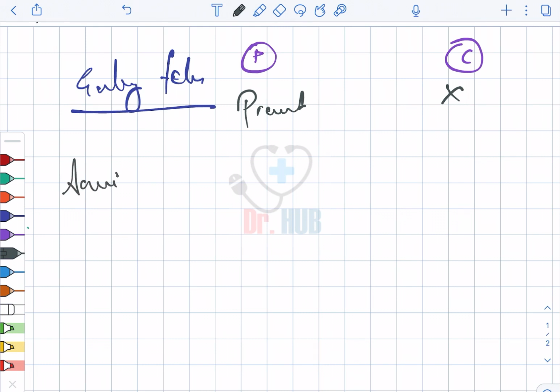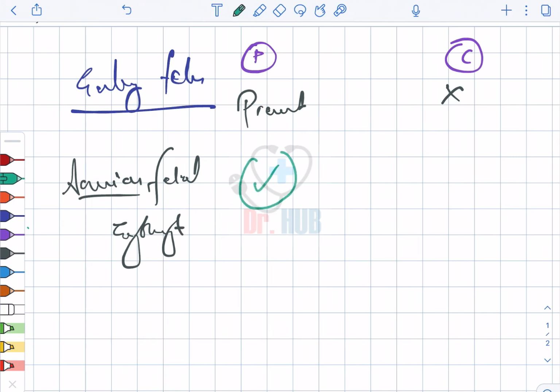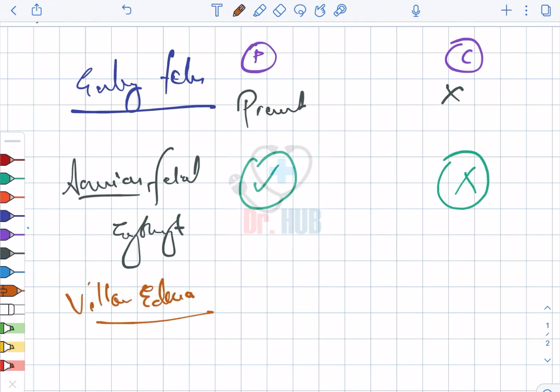Then looking at the amnion and fetal erythrocytes. In case of the amnion and fetal erythrocytes, it is often present in partial mole. Here it is absent. Looking at villus edema, it is focal in case of partial mole, and it is widespread in case of complete mole.